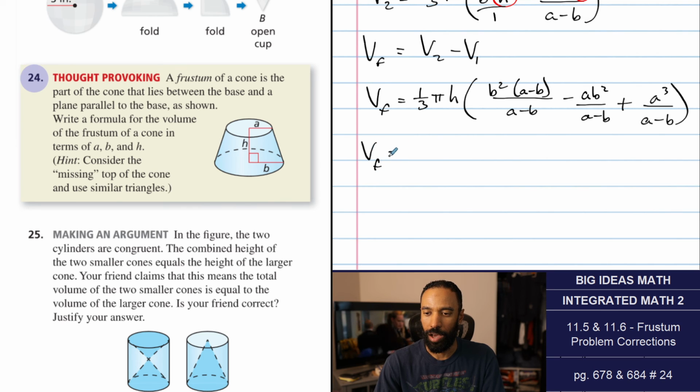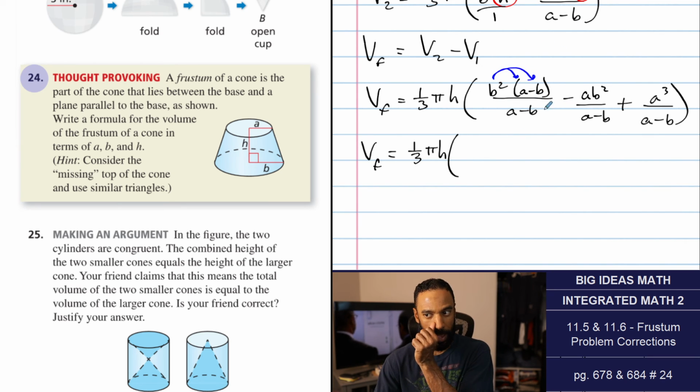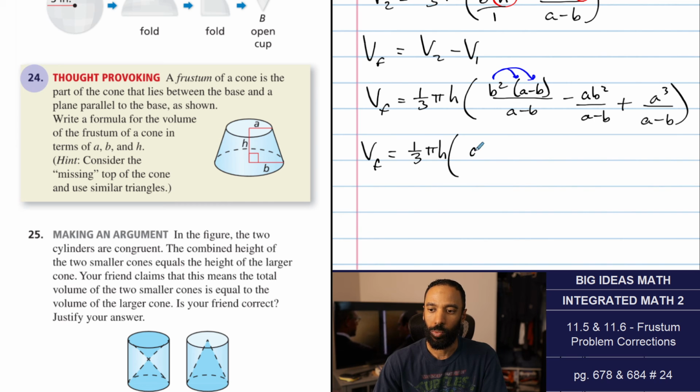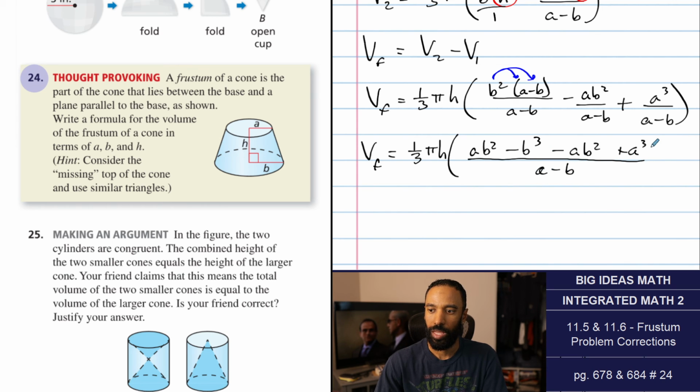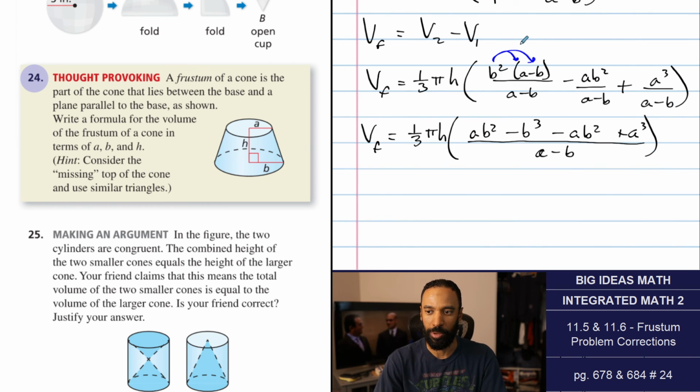So the volume of the frustum, 1/3 pi h, is on the outside. We got to distribute the b squared into all this, and we have a common denominator now, by the way. So we have a times b squared times negative b is negative b cubed. I have a minus ab squared here, and here I have a plus a cubed. This is all over a minus b. This is where stuff is going to start to look very familiar.